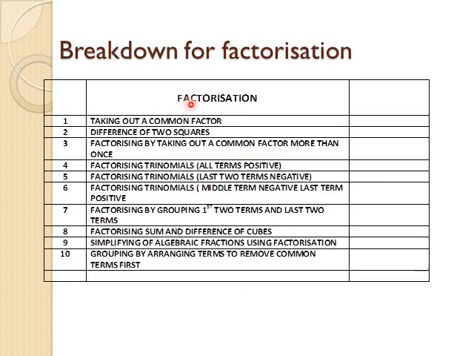Alright, so under factorization, number 1, we test can you take out a common factor. We're going to have difference of two squares that we're going to factorize. And factorize by taking out a common factor more than once. Factorizing trinomials where all the terms are positive. Factorizing trinomials where the last two terms are negative. Or factorizing trinomials where the middle term is negative and the last term positive.